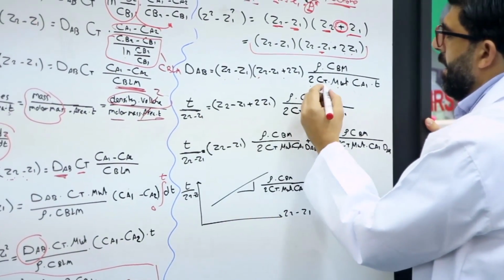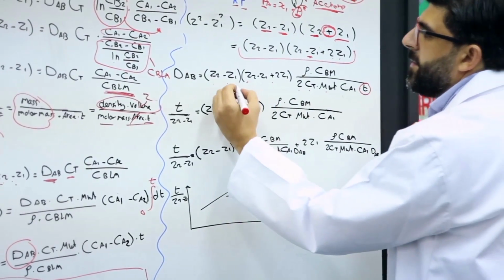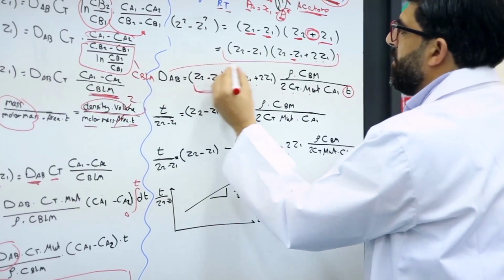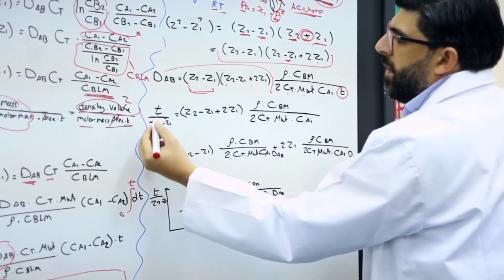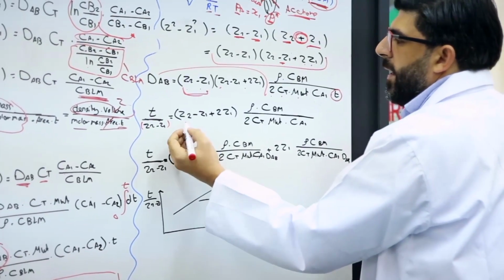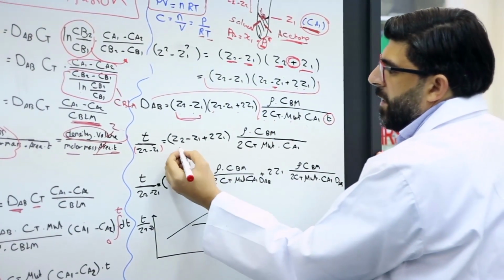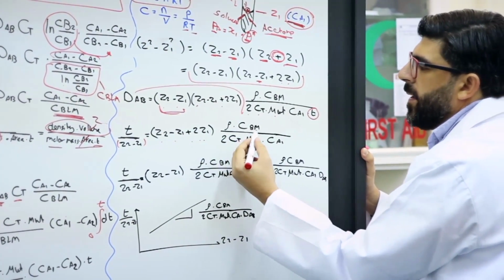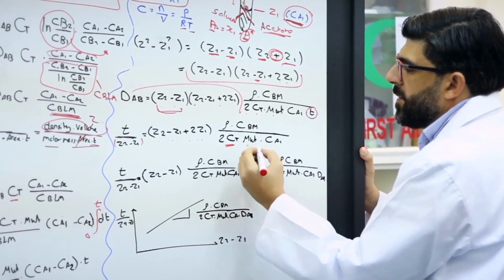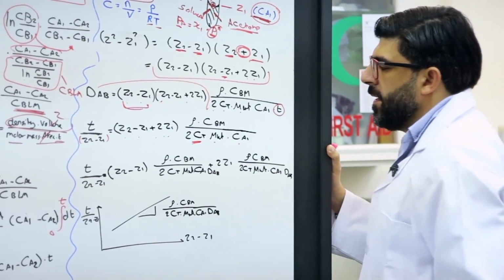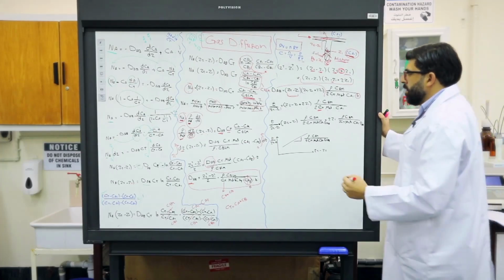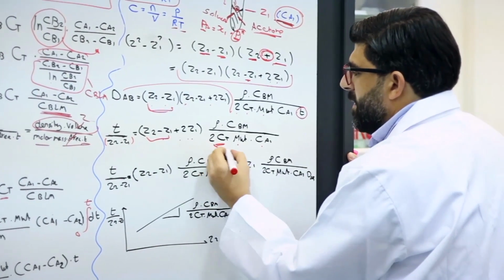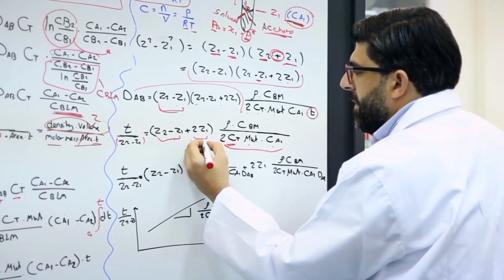We can take T from here and Z2 minus Z1, move it to the other part, and move the diffusivity to this part. So T over Z2 minus Z1 will equal this part: Z2 minus Z1 plus 2Z1 times rho CPM over 2 CT times molar mass times CA1. So again, we can multiply this part by this part, and this part again by this part.